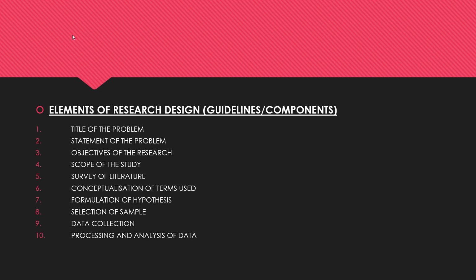Ninth point is data collection. The research scholar has to indicate in the research design about the nature of the data and the sources from which he has to collect the data. There are two sources of data, primary data and secondary data. Primary data are those collected specifically for the purpose of a study under consideration. It's a direct source of information, first-hand information.